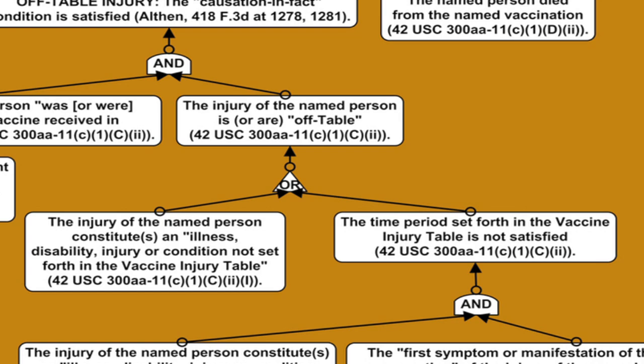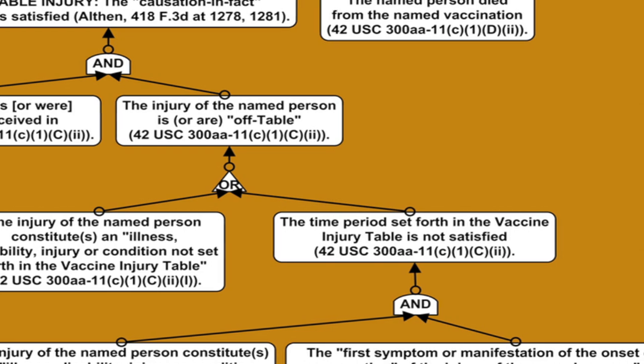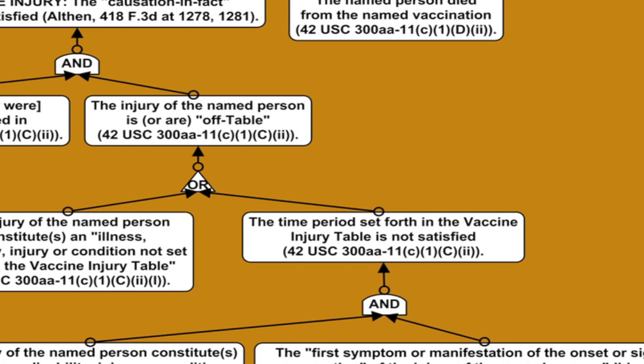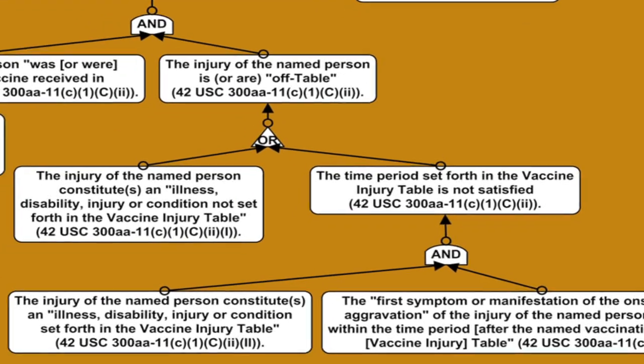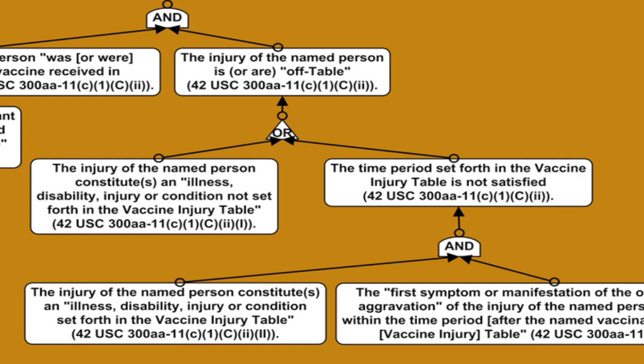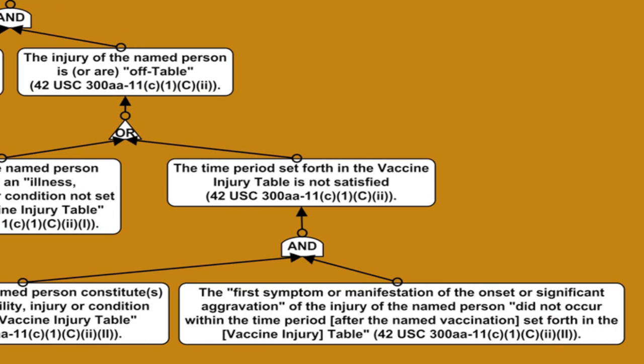The second way for the petitioner to prove an off-table injury is to establish that the time period set forth in the table is not satisfied. And this is done through proving two conditions. First, that the injury is set forth on the table, but that the first symptom or manifestation of the onset or significant aggravation of the injury did not occur within the time period set forth in the table.